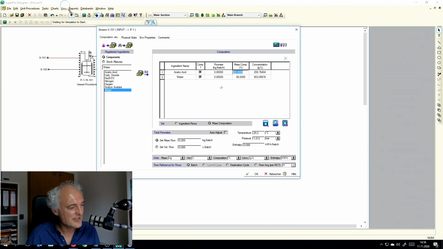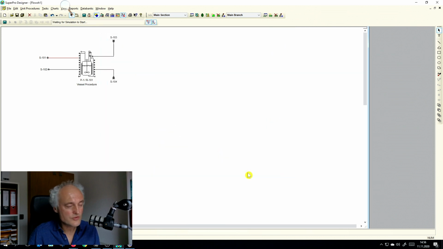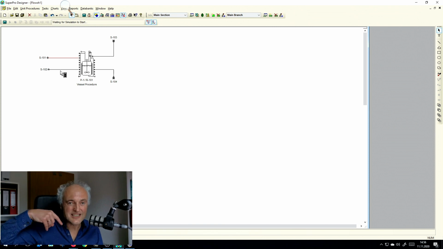Now we have added that, and now we set the mass flow, as depicted here, to a flow rate of 1000 kilogram per batch. So this is 20%, 80%, mass flow is set. Now the stream is initialized. Now we could also initialize the second stream the same way. You remember this is the sodium carbonate stream, but we will initialize it in a different way, just to show you that there are different possibilities for how to initialize streams.